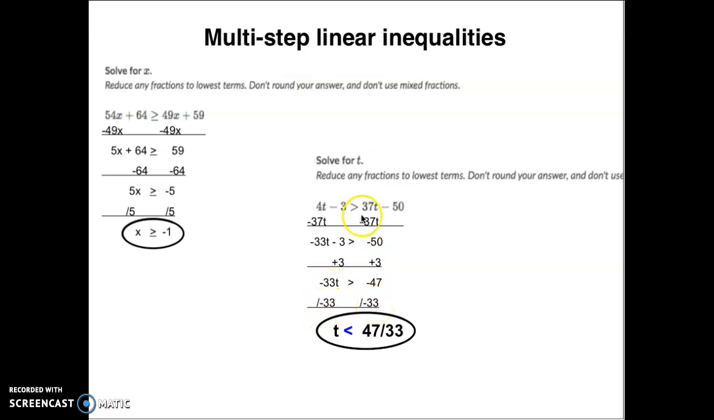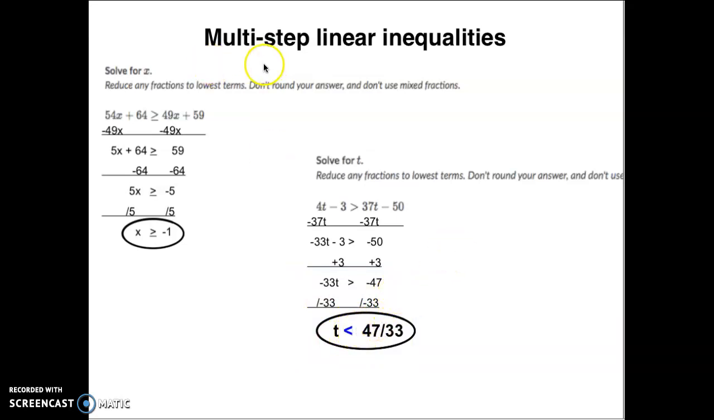On this one, I want you to notice, this used to be a greater than sign. In my final answer, though, it's a less than sign. The reason for that is in my very last step here, as I had said before, if you multiply or divide by a negative, then this inequality sign becomes the opposite of what it was before. So, because I divided by -33, this now is a less than symbol.